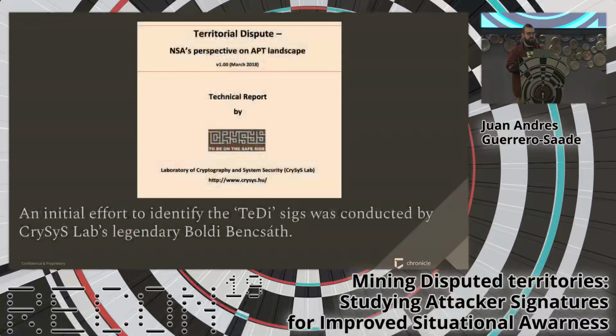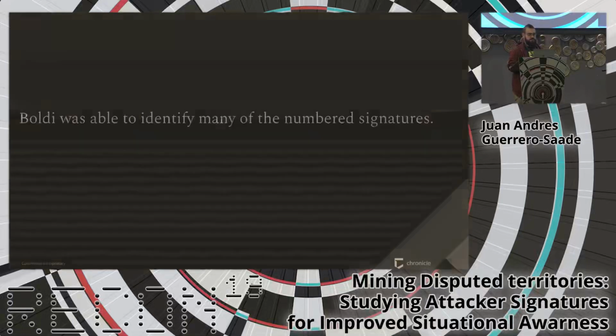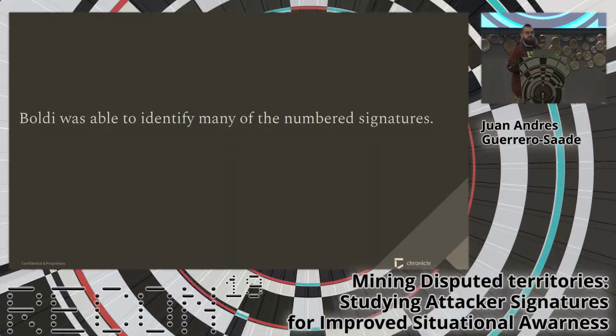If anybody's familiar with Crysys Lab and Boldizsár's team, they're amazing researchers. They discovered the first samples of Duqu. They worked on Flame or Skywiper back in the day. They've done a lot of amazing research of their own. And they were the first to try to identify the Territorial Dispute signatures. So they were able to identify a lot of what are called the numbered signatures, right? You see SIG 1, 2, 3, up to 45.